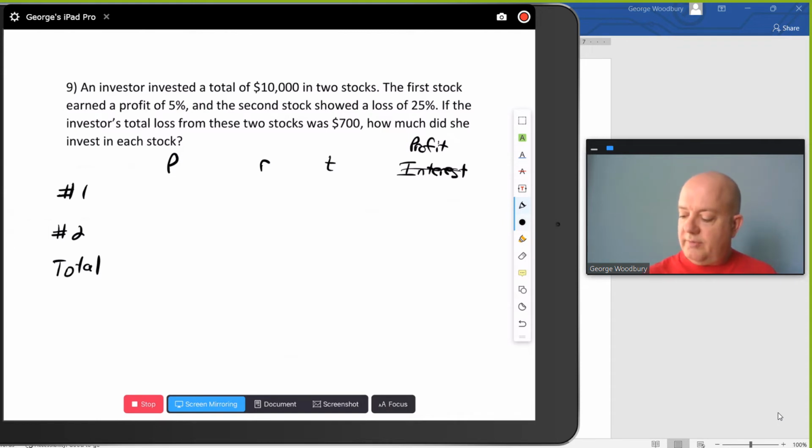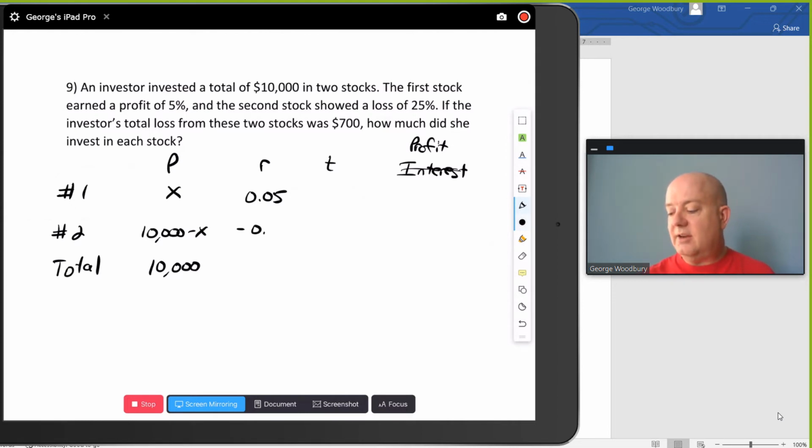So we know the total invested was $10,000. And from the last problem, we know that if we let the first principal be X, the second one's going to be 10,000 minus X. The rate of return for the first stock was 5%, so 0.05. The second one was a loss of 25%. We write that as negative 0.25. We don't know the rate for the total, and that's okay. The time, again, we can assume that's 1.